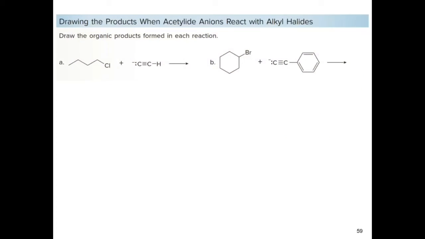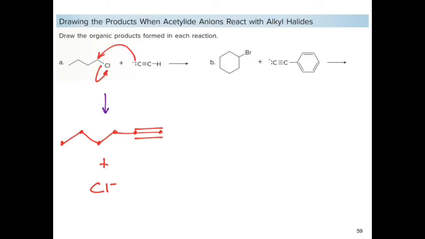So here's an example. Draw the organic products formed in each reaction. So for the first example here, you can see that we have an acetylide ion reacting with a primary alkyl halide. And so this ion here will act as a nucleophile attacking the electron-deficient carbon atom, which then results in the cleavage of the sigma bond between this carbon and the chlorine atom. And so what you have is the formation of this terminal alkyne and the chloride ion as the leaving group.